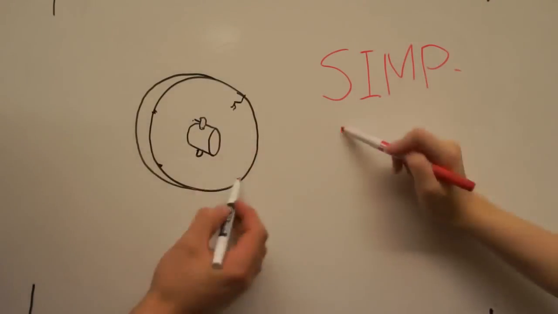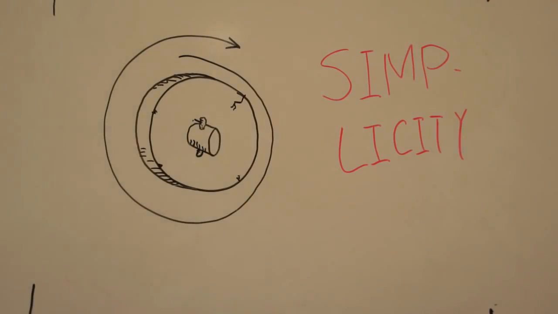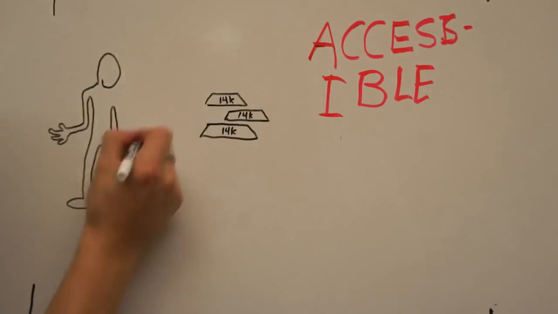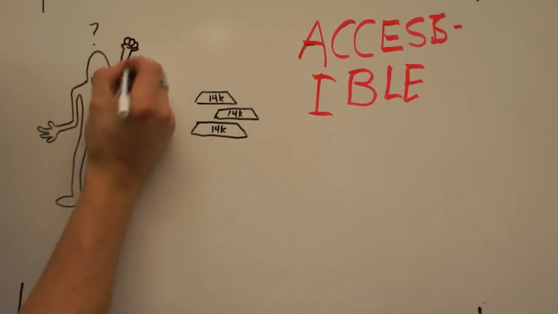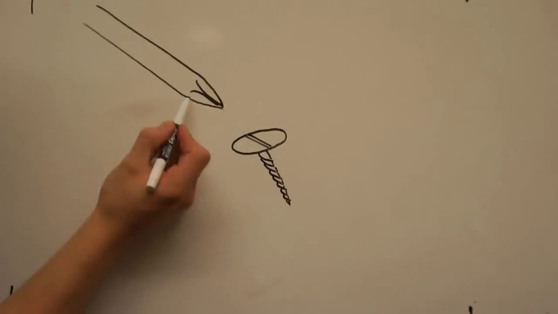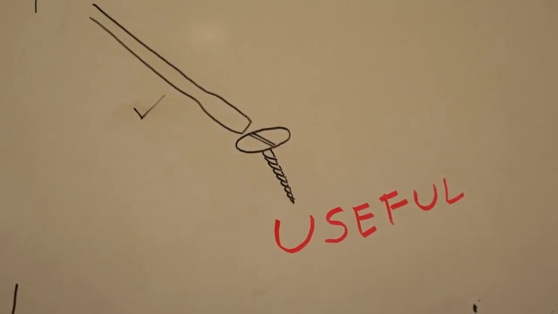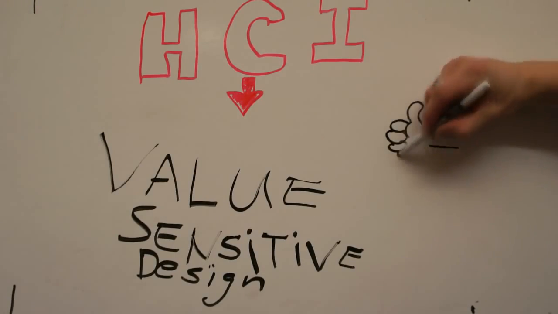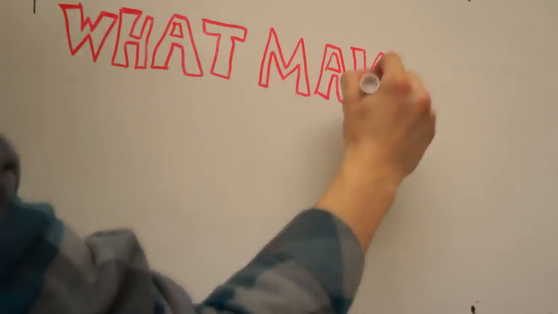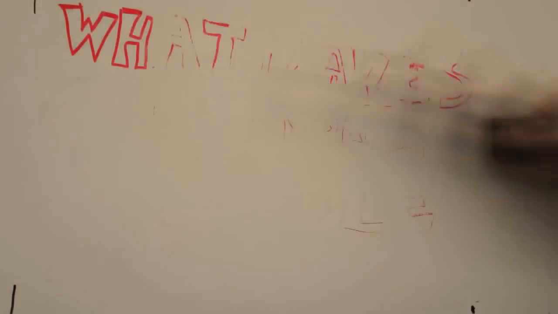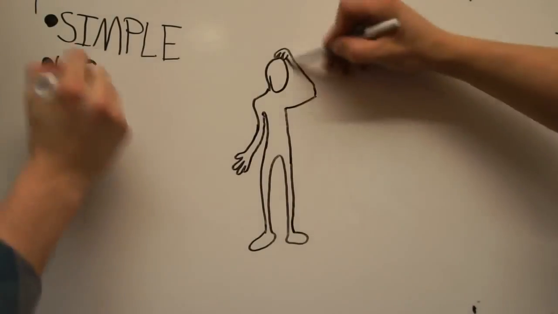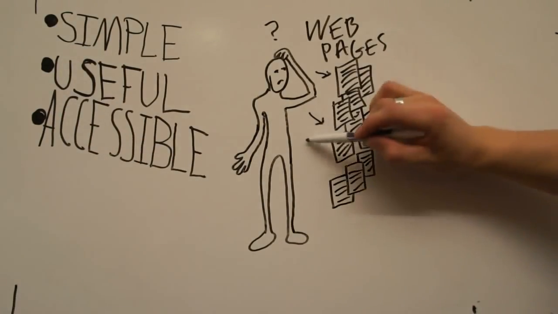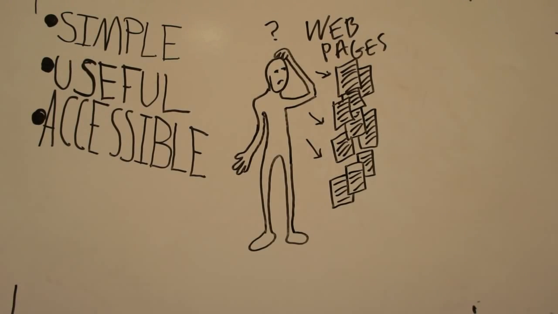The whole goal of HCI is to figure out how to design technologies to make them simple, accessible, and useful. An important subset of HCI is value-sensitive design. What makes a piece of technology usable? Again, simplicity, usefulness, and accessibility are among the key traits we strive towards in usability design.